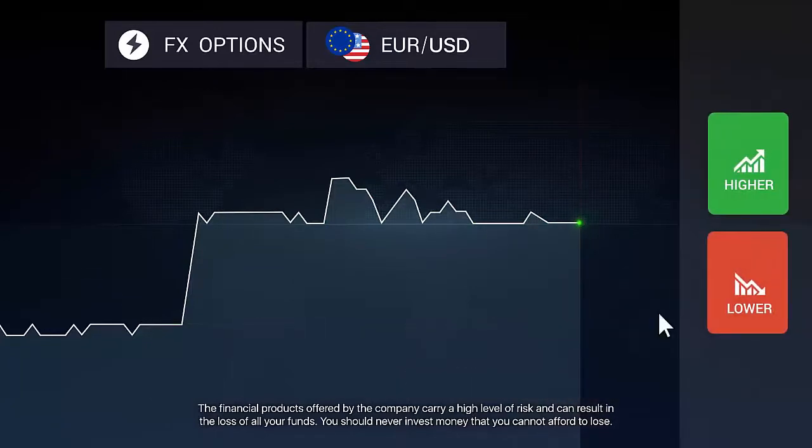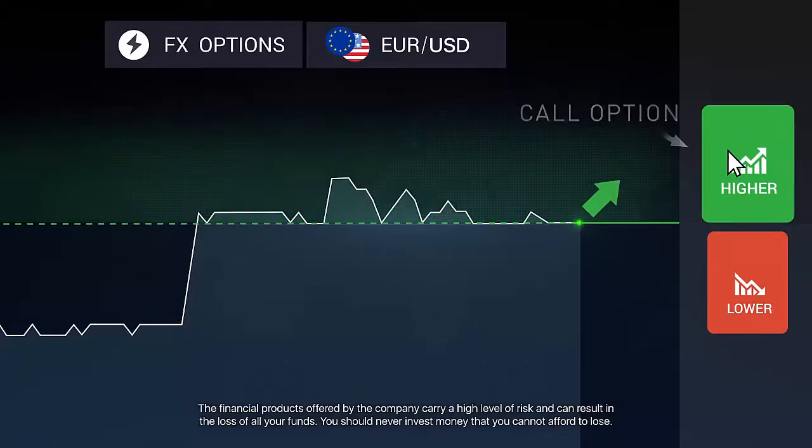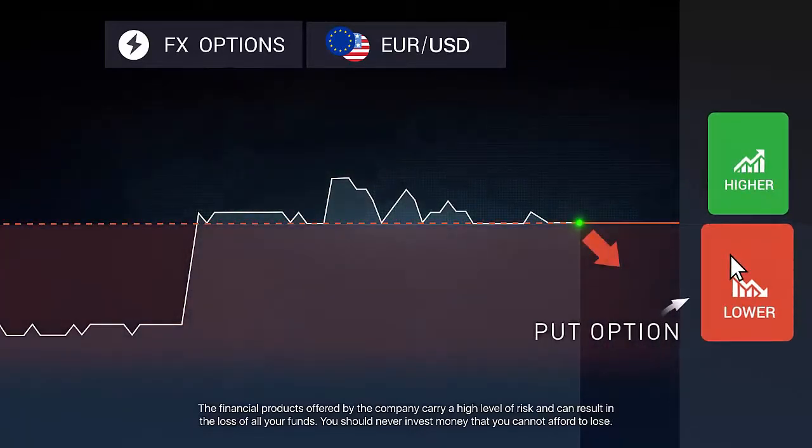There are two main types of FX options. A call option gives you the right to buy an asset. A put option gives you the right to sell an asset.